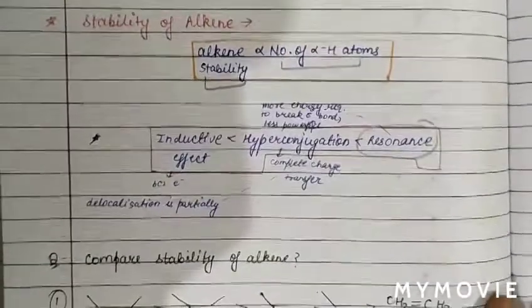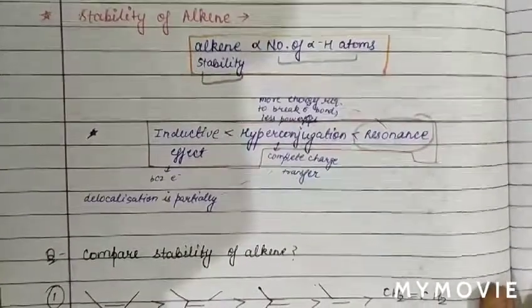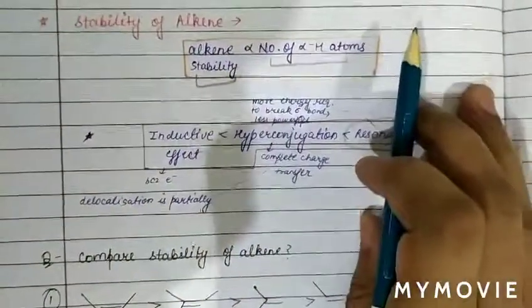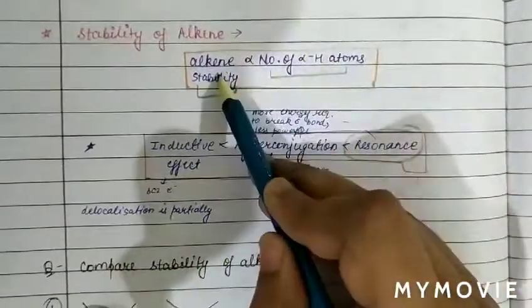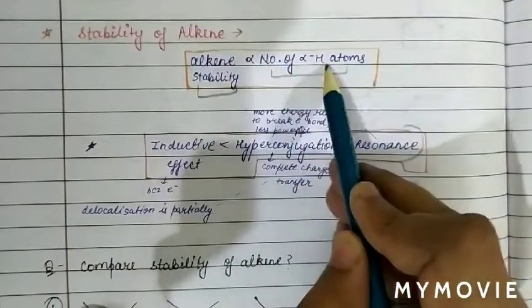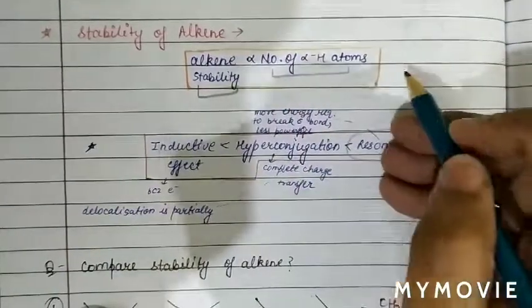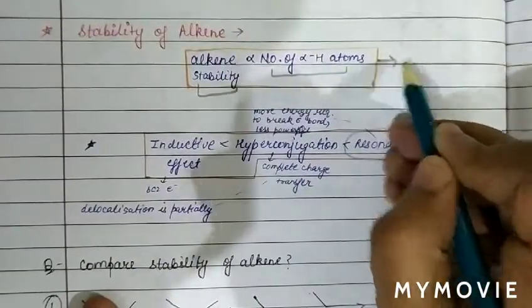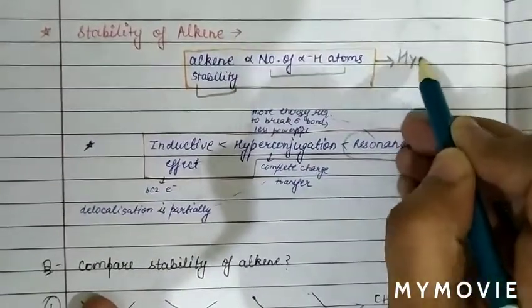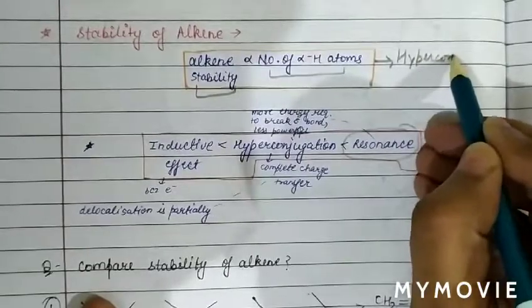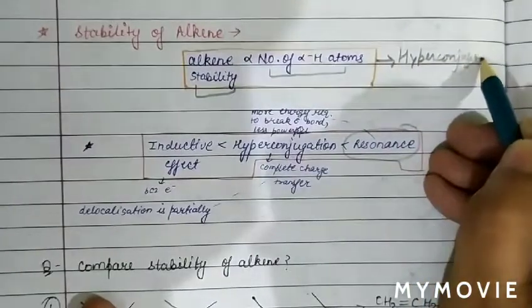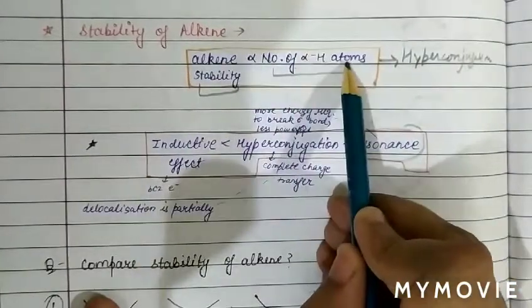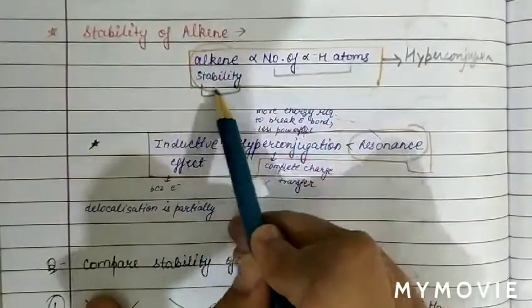Now we will do some questions on the basis of the stability of alkene. The stability of alkene is directly proportional to the number of alpha hydrogens, which we count by hyperconjugation. So more alpha hydrogen atoms means that the alkene will be more stable.